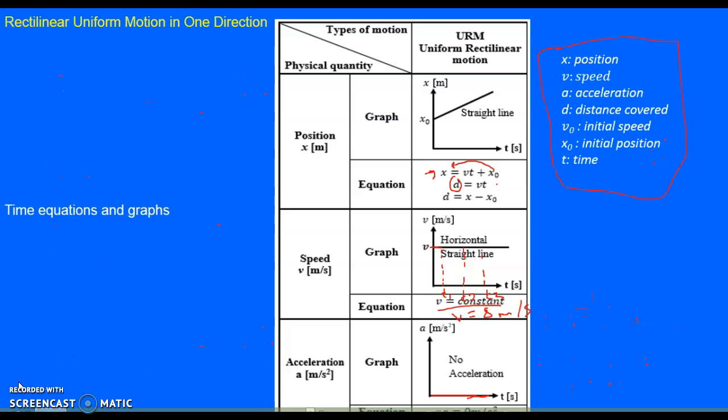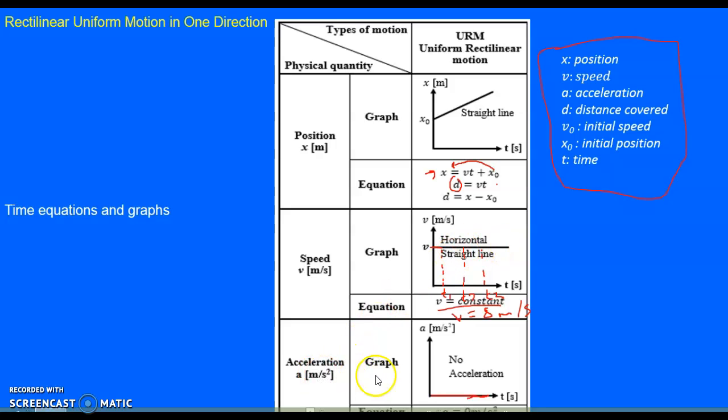Now summing up the graphs for uniform rectilinear motion, x versus t is an increasing straight line, not passing through the origin if the initial position is different from the origin of the x-axis. And the equation is in the form of x equals vt plus x0. If you take x0 to the other side, it's going to be x final minus x initial, which means the distance equals vt. And for the graph, v versus t is a horizontal straight line showing constant speed, because in uniform rectilinear motion, the instantaneous speed is constant. So v versus t gives the instantaneous speeds, and as long as it's a horizontal line, this means that it's constant.